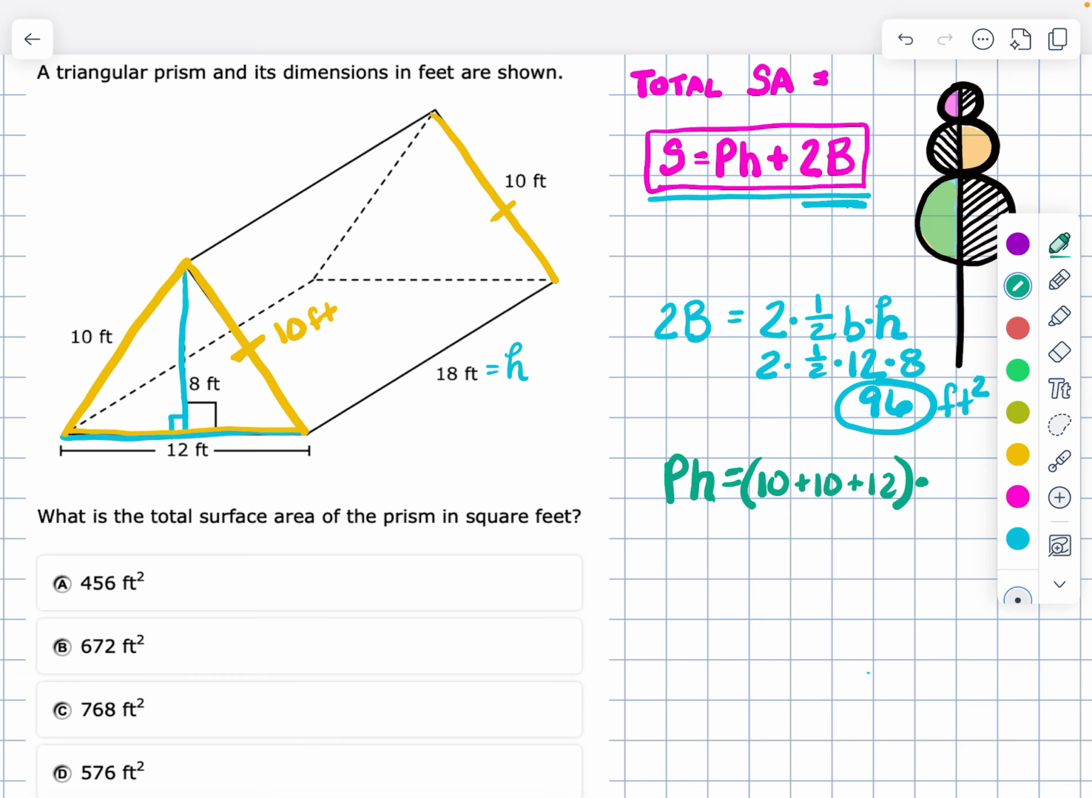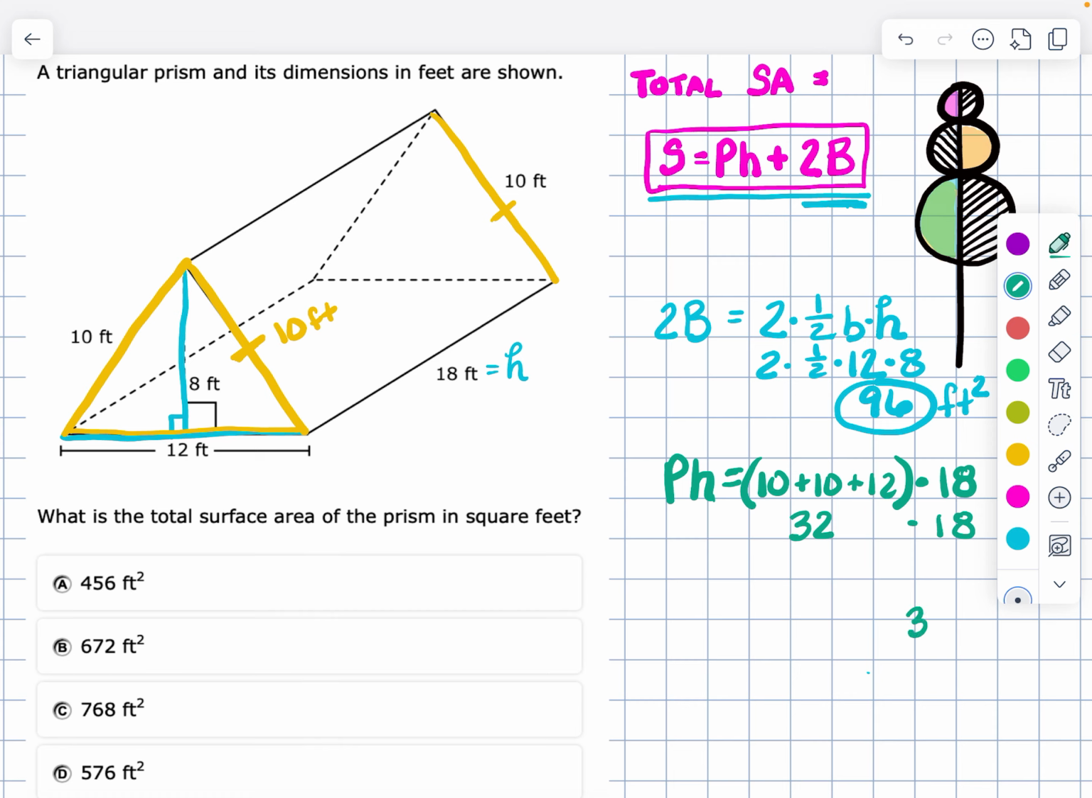of the entire prism. Now, the first one we just did, the height, even though they use lowercase h for both of them, they're different values. The height of the triangle was this 8 feet right here, but we want the height of the prism. Again, it's the distance between the two bases. So the height of the prism is 18. Now we can solve this piece. 10 plus 10 is 20, and 12 is 32, and we've got 32 times 18.